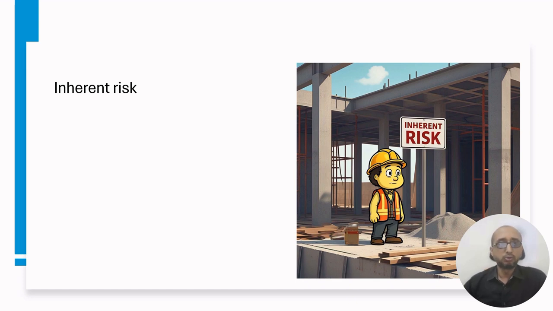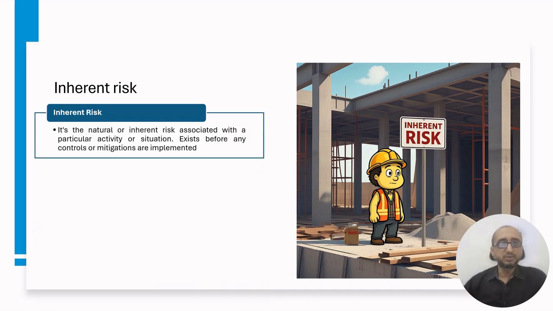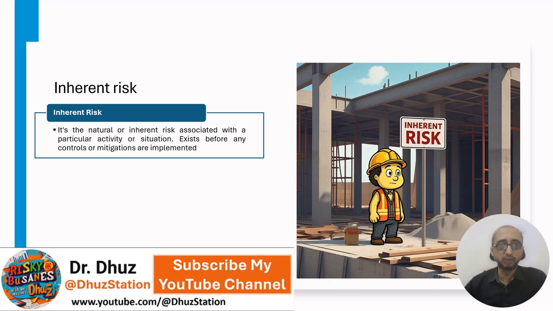So now let's look into the inherent risk. What is it? Let's define it first. It is a natural or inherent risk associated with the particular activity or situation that exists before any controls or mitigations are implemented. So basically, the inherent risk is a risk that generates just because of the very existence of the process. As we start the process, it comes into existence because of the activity. So it is basically inherent, or you can say that it is a natural risk of the activity.